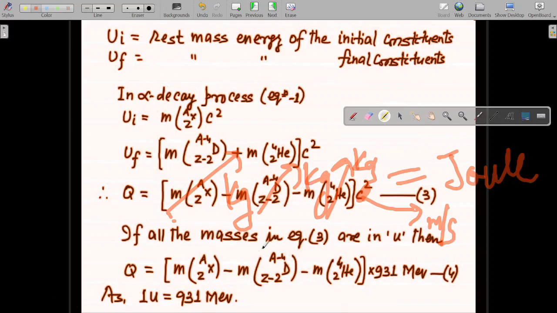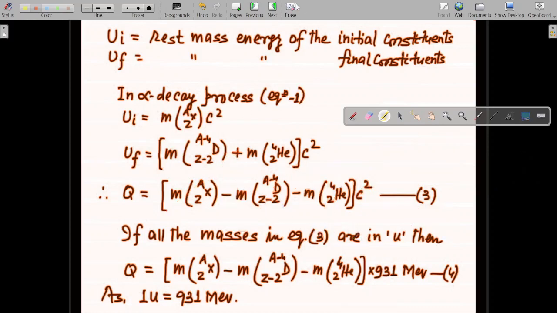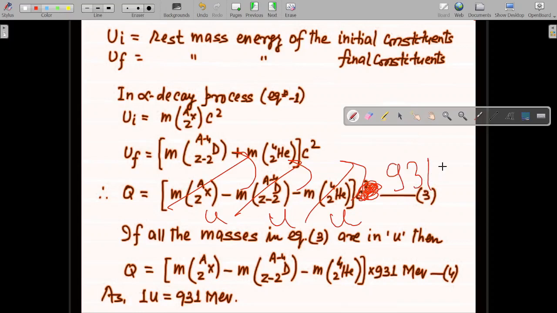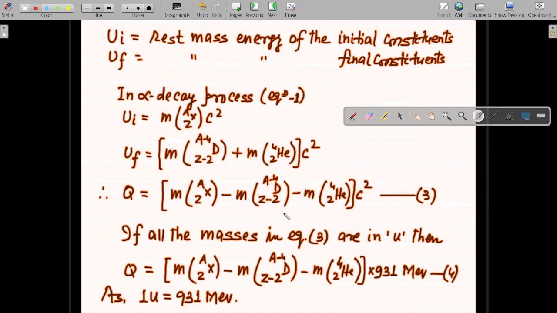But if you take everything in equation 3 in unified mass, that is atomic mass unit or unified mass, then there is no need to put this c square over there. Simply multiply by 931, and you will get the value of energy in mega electron volt instead of joule. So all the masses in equation 3 are in U, then no need of c square. Instead of c square, put 931.